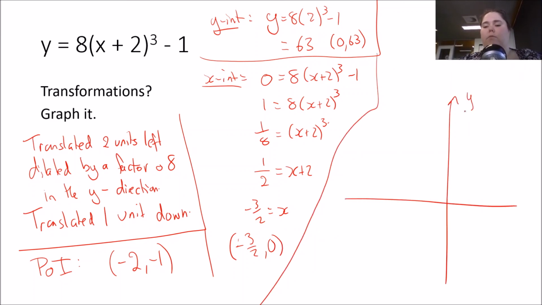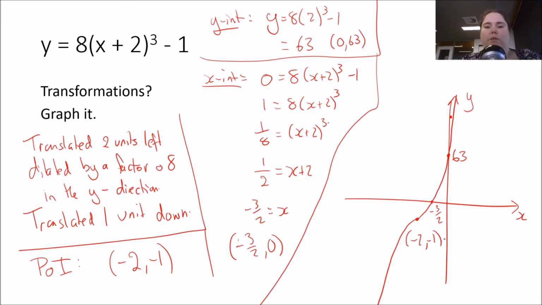Then we can graph it. So we've got -2, -1, -3 on 2, 64. Whoop, that was badly graphed, but you get the gist. -3 on 2, and -2, -1.